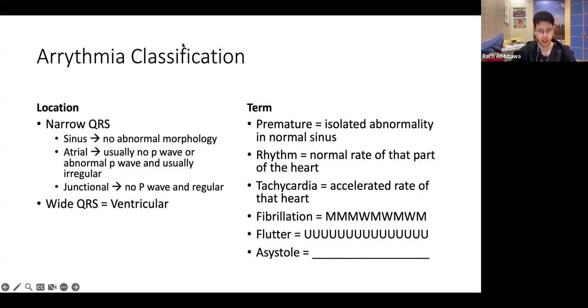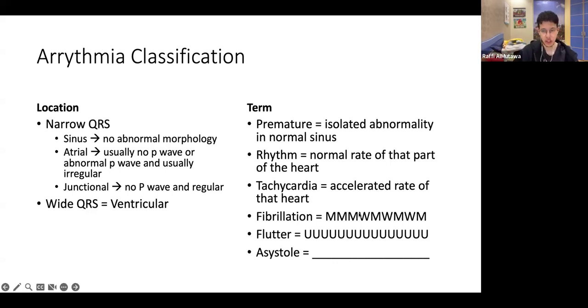That's the thing with the heart. Each part would have its own rate. So ventricular rhythm, atrial rhythm, each one has its own rate. When it's at that rate, we call that rhythm. And we'll understand this a little bit more. Tachycardia is when the rate is accelerated. So for example, sinus tachycardia means a high heart rate relative to the sinus.